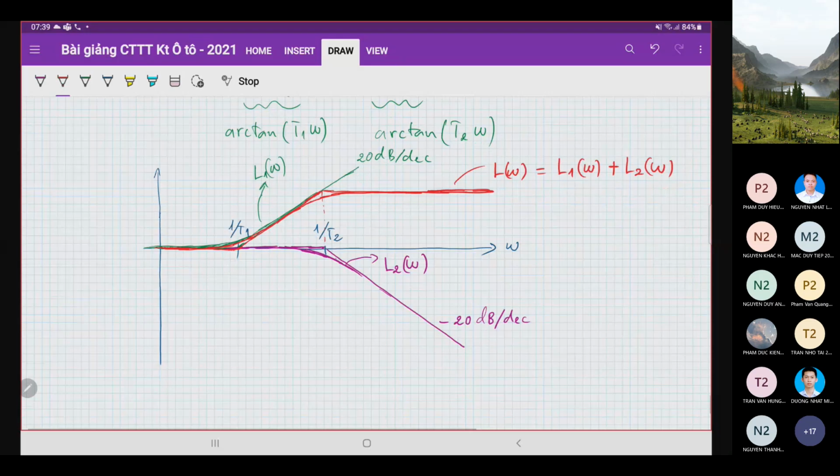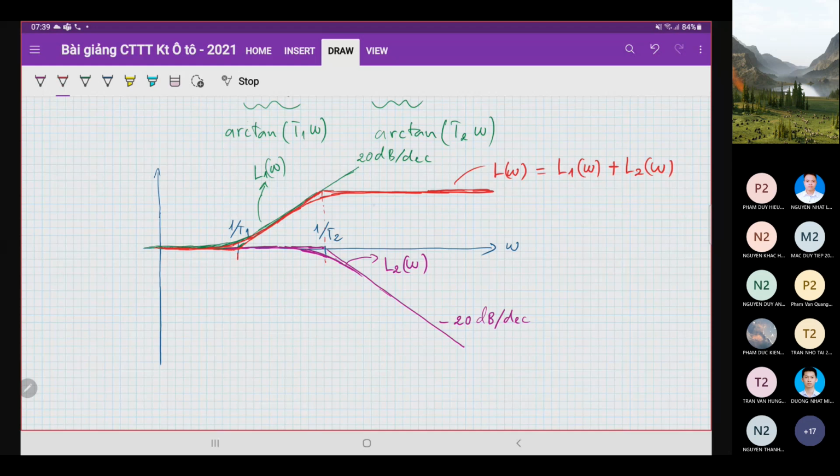Understand? That means at the first stage, when the frequency is smaller than 1 over T1, the input and output have the same magnitude because the amplitude ratio equals 1 here. But when the frequency is in the middle, from 1 over T1 to 1 over T2, the output will be amplified by a gain equal to this portion. The gain of this one here is this line.